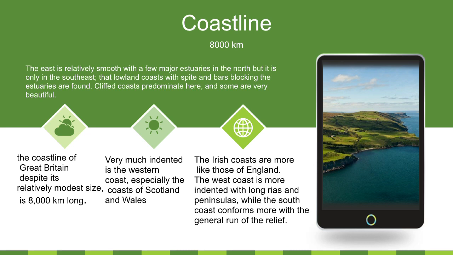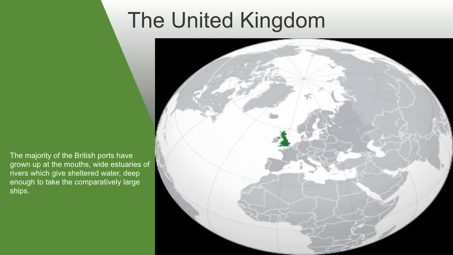The west coast is more indented with long ridges and peninsulas, while the south coast conforms more with the general run of the relief. The east is relatively smooth with a few major estuaries in the north, but it's only the southeast. Cliffed coasts predominate here, and some are very beautiful. The majority of the British ports have grown up at the mouths of wide estuaries of rivers, which give sheltered water deep enough to take comparatively large ships.